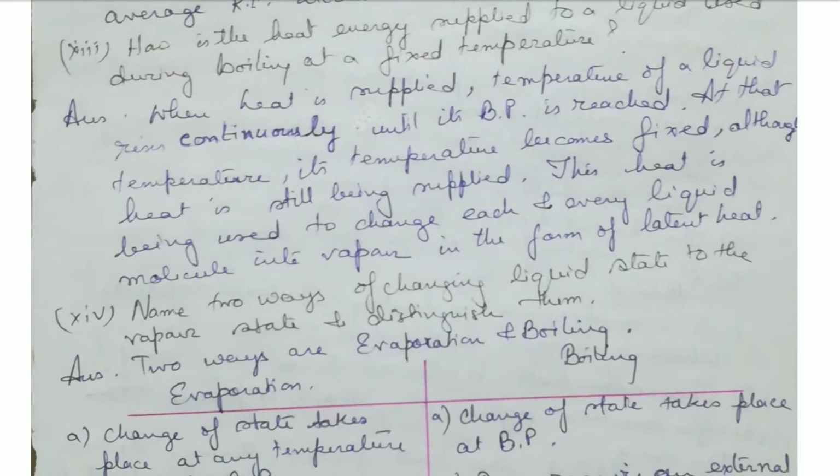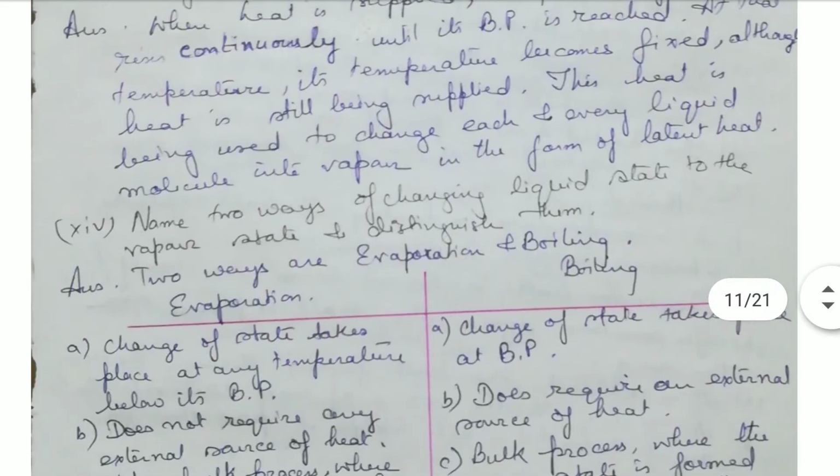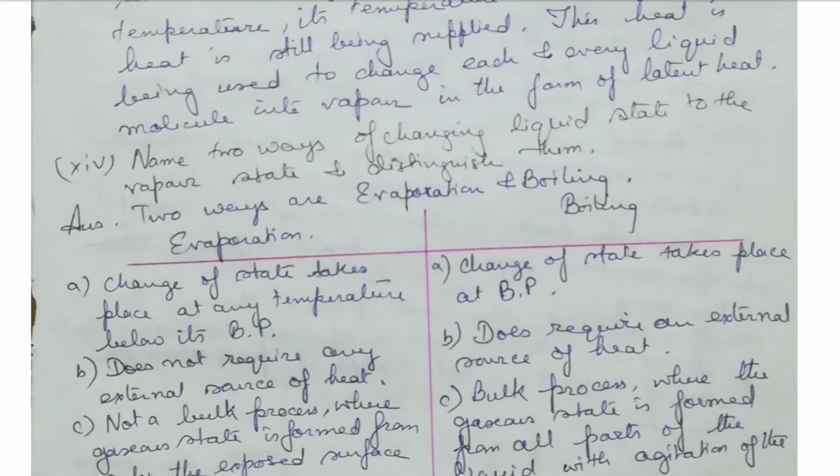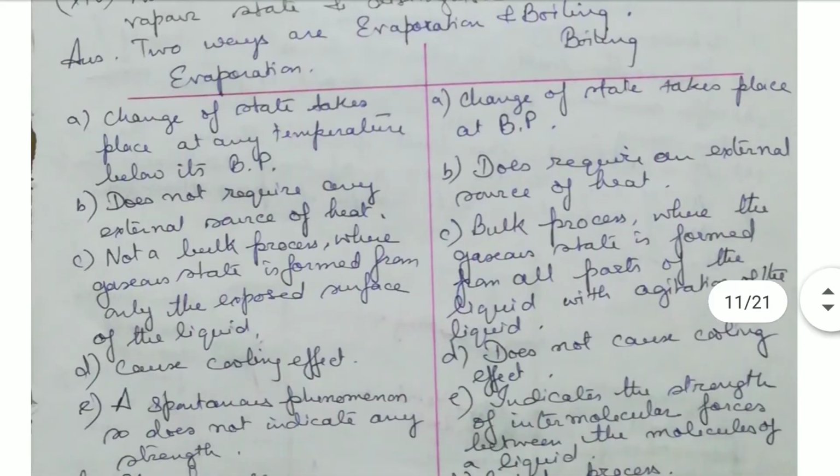Name two ways of changing the liquid state to the vapor state and distinguish them. The two ways in which a liquid is changed into vapor are evaporation and boiling. Evaporation is a change of state which takes place at any temperature below the boiling point. But in the case of boiling, the change from liquid to vapor takes place only at the boiling point.